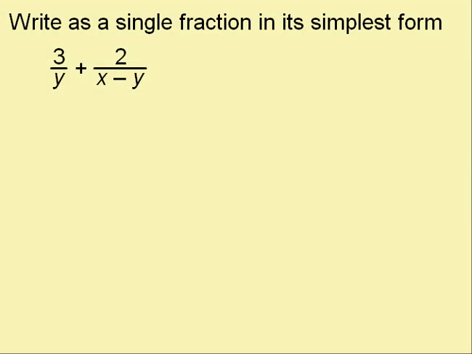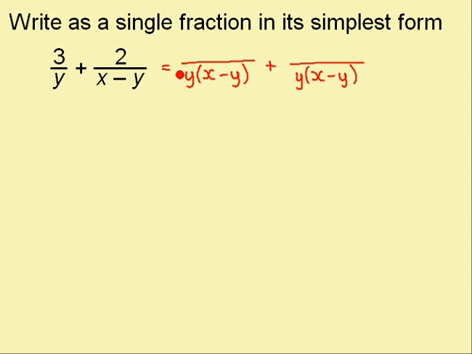Now let's make it a little bit more difficult. This time, in the denominators, I've got letters instead of numbers. So when I'm looking for my common denominator, it's actually going to be this multiplied by this. So the common denominator is going to be y x minus y.